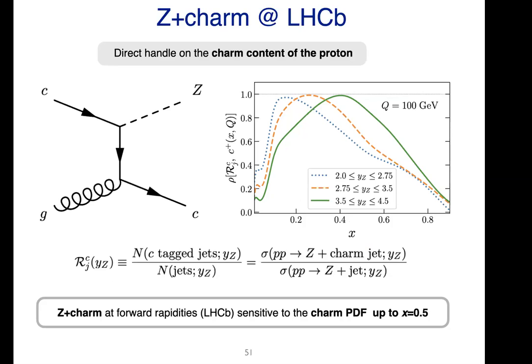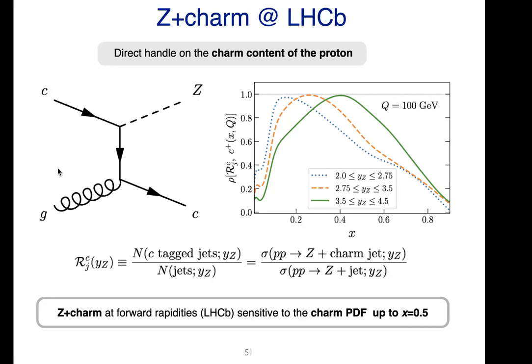W plus C gives you information on the strange content of the proton, but not on the charm, because then it's glue and strange. So you have this diagram here, and you put here a strange quark, then this is charm, and this is charm, this is a W. Sorry, so you use it for strangeness, not for charm.